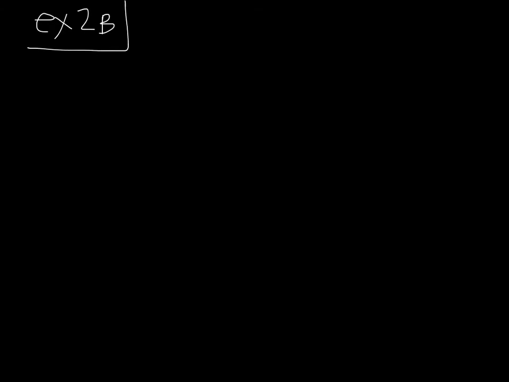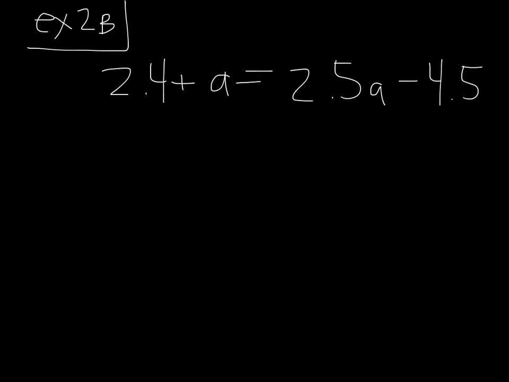Example 2b says 2.4 plus a equals 2.5a minus 4.5. Draw your line. Constant, this is a 1a, that's a variable. 2.5a is a variable. Negative 4.5 is a constant.